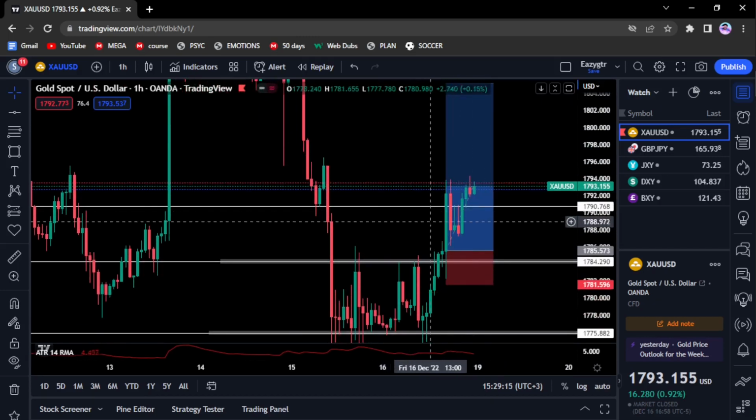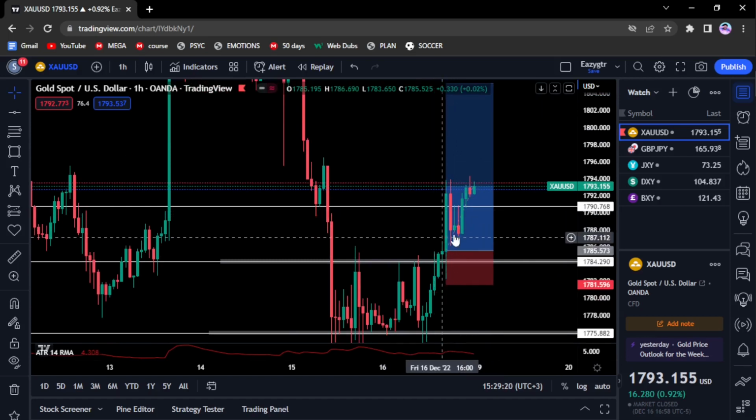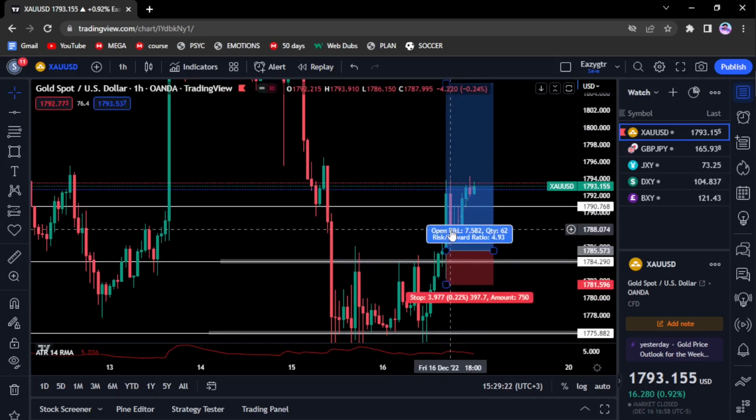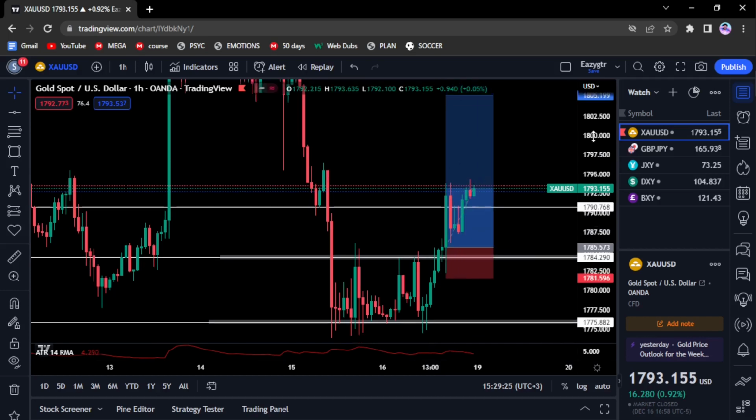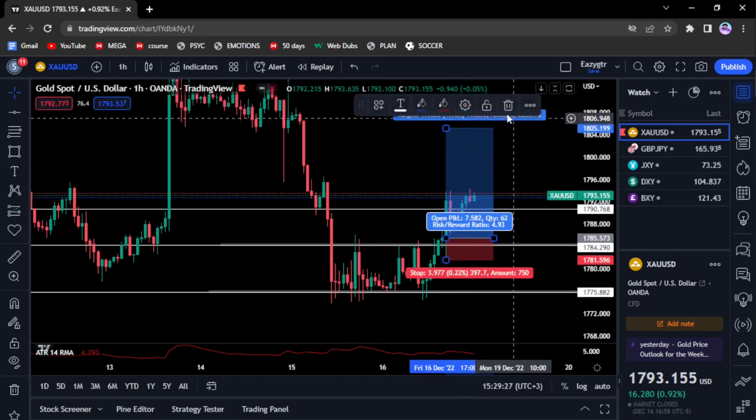But I like to take a majority, a huge chunk of my trades at the 1 to 2, 1 to 1 risk to reward ratio, and that's how I've been able to trade profitably.